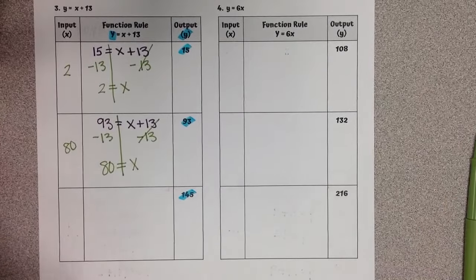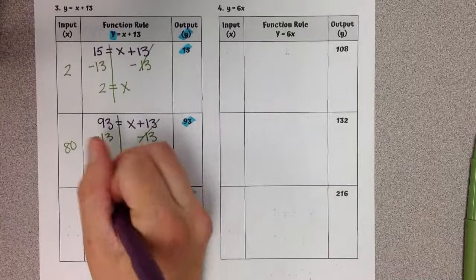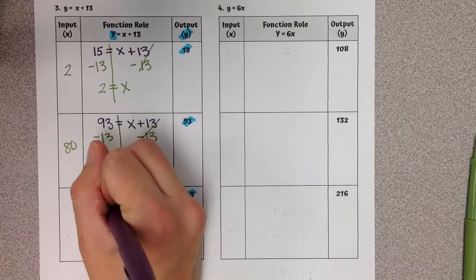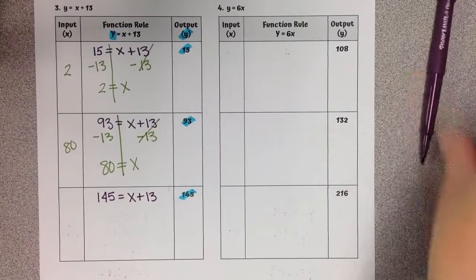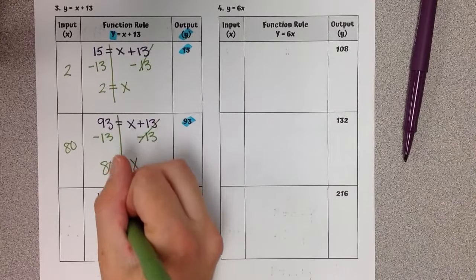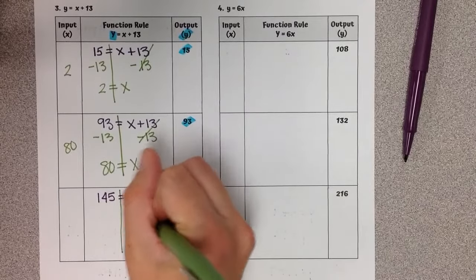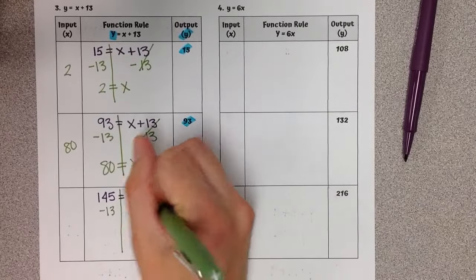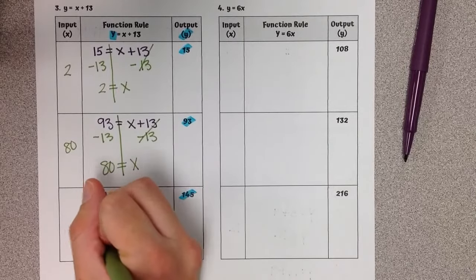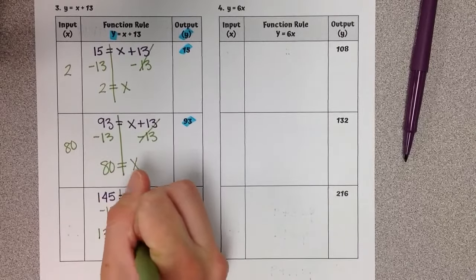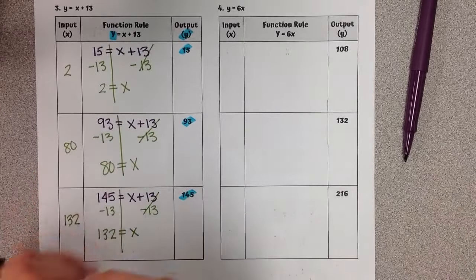And then the last one. All right, what about if y is 145? Plug that in for y. We've got an equation. I'm going to draw the line down the equal sign. For adding 13, the opposite is to subtract 13. 145 minus 13 is 132. So our input value is 132.